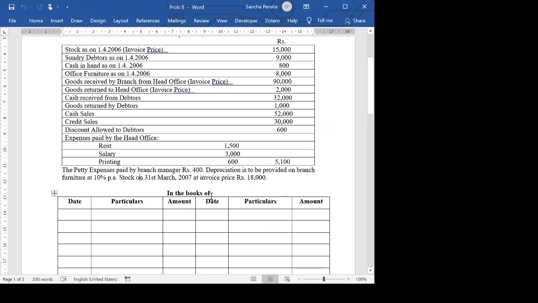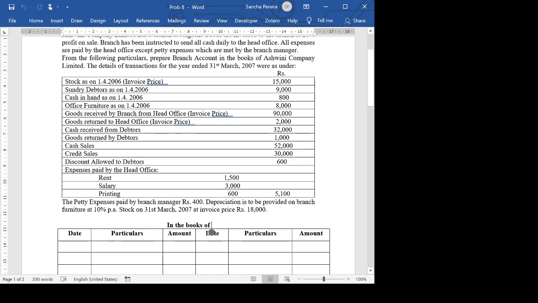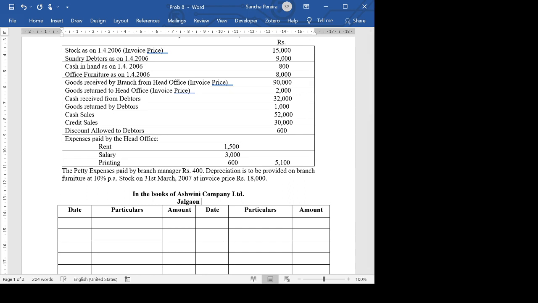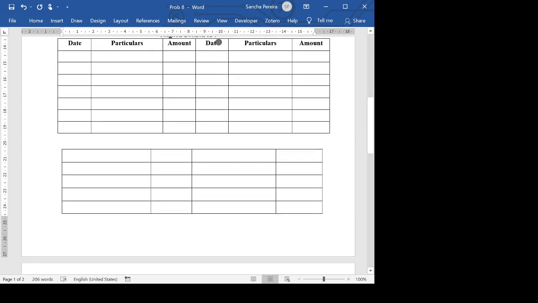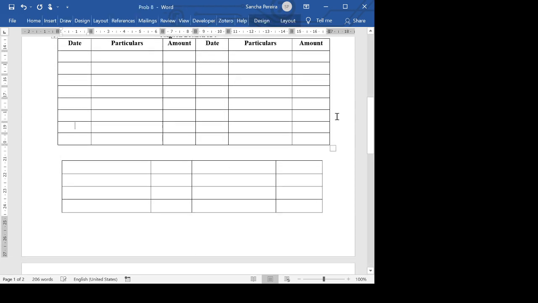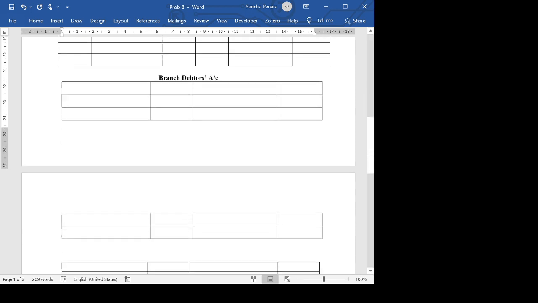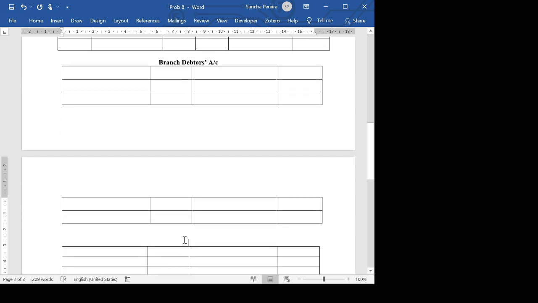In the books of Ashwini Company Limited, we have the Jalgaon branch account. Besides that, we also have to prepare the debtors account. We can call it branch debtors to be a little more specific. Branch debtors account, and we also have to prepare the branch cash account.